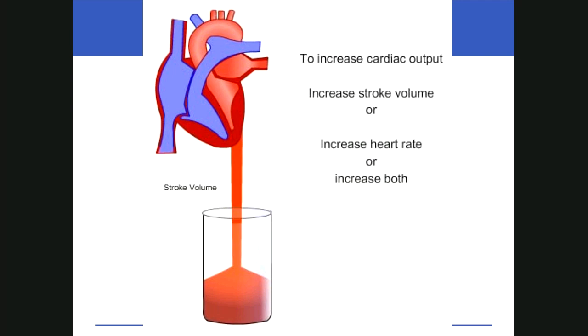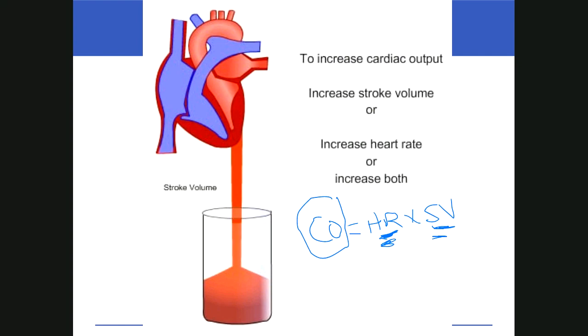Do you remember what the equation is? Somebody tell me what the equation for cardiac output. Cardiac output equals what? Heart rate times stroke volume. Exactly. So if I want to change cardiac output, the only thing I can change is either heart rate or stroke volume. The only way to change cardiac output is to change heart rate or stroke volume.